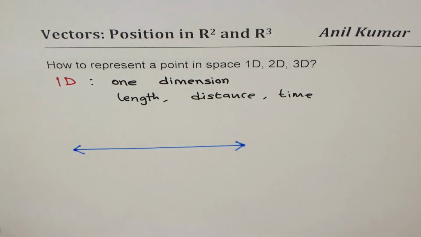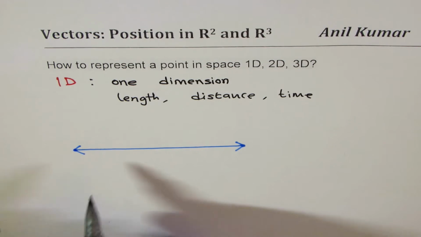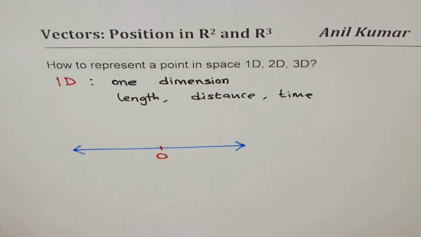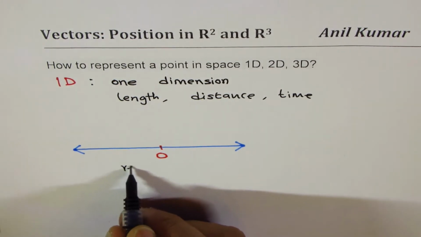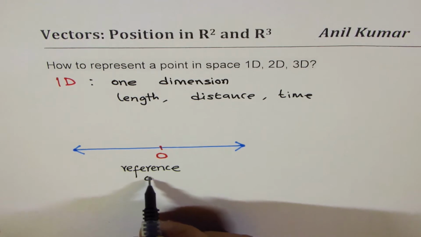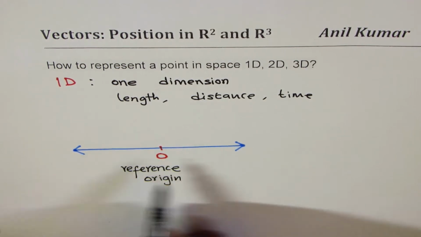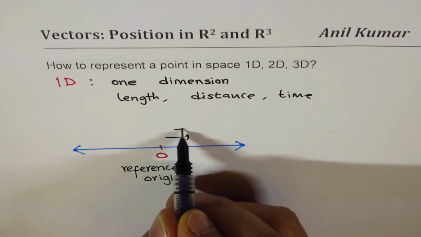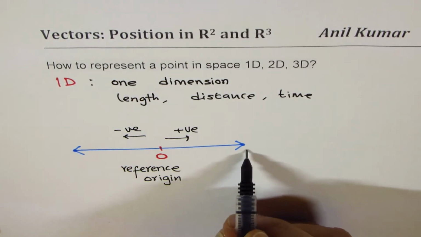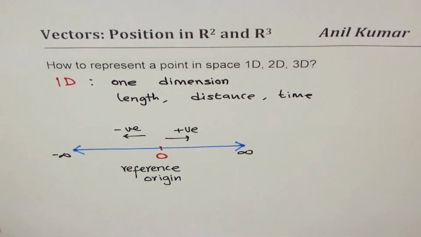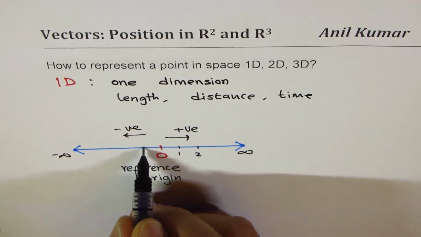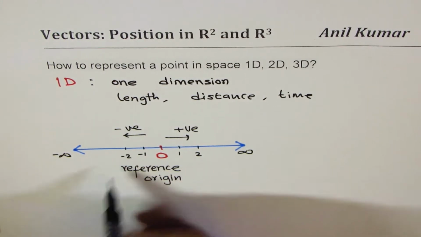And on a number line, we plot a straight line, and somewhere in between we have a marker, which is kind of our reference. So this point is our reference, which sometimes we call the origin, and from this reference point we measure everything. Anything on this side will be treated as positive, and on the other side as negative. And it can extend from minus infinity to plus infinity. So if I say this is 1, then this is 2. And on the other side, if this is minus 1, that becomes minus 2.